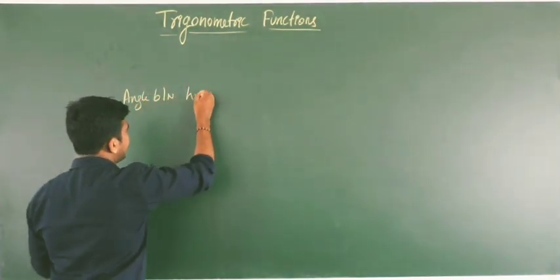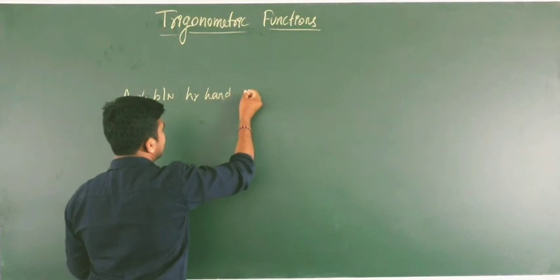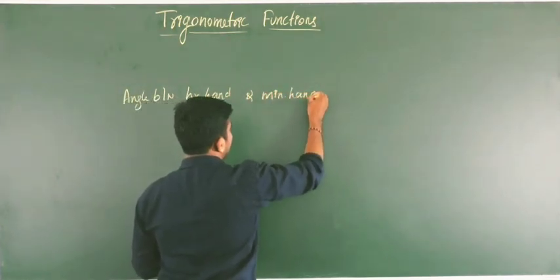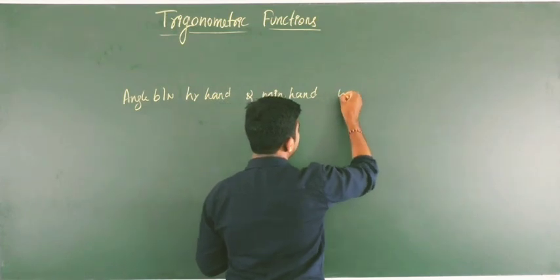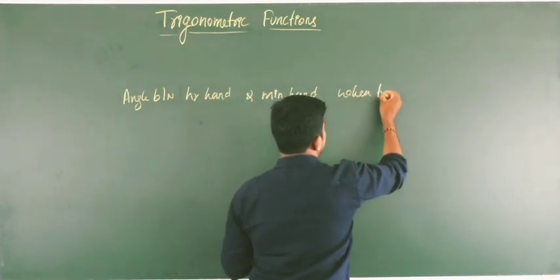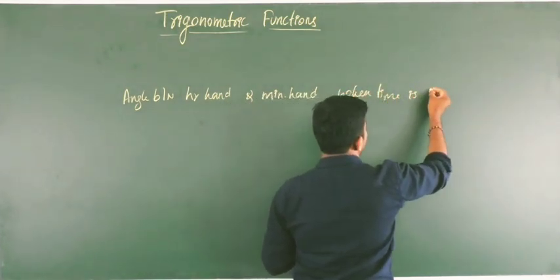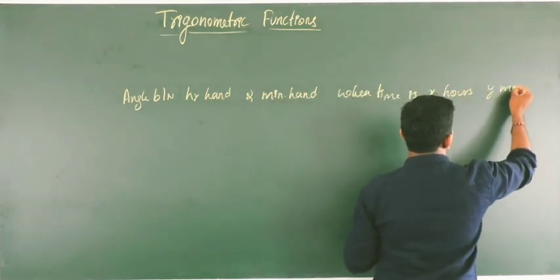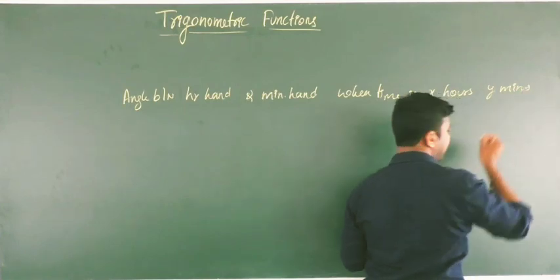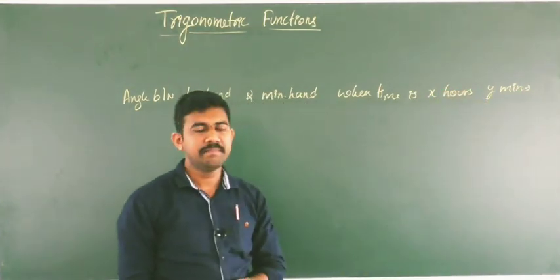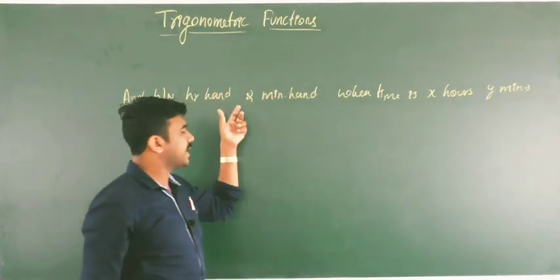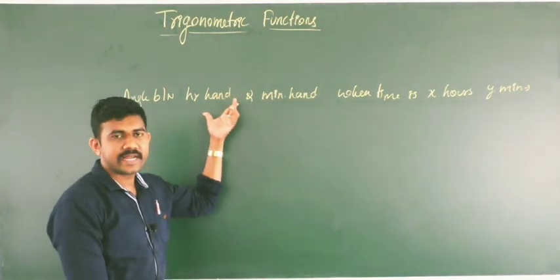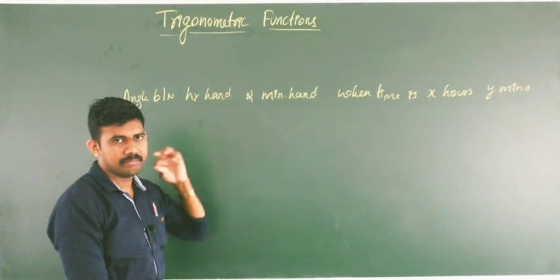hour hand and minute hand when the time is x hours y minutes. Okay, suppose the time is x hours y minutes. Then what is the angle between the hour hand and minute hand? The central angle in radians we need to find.